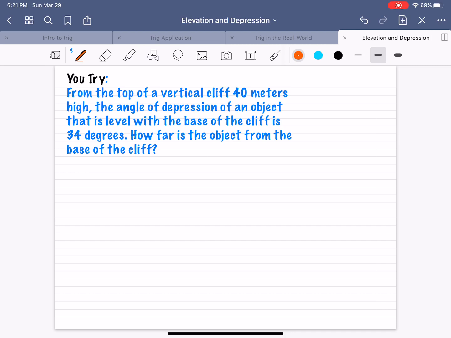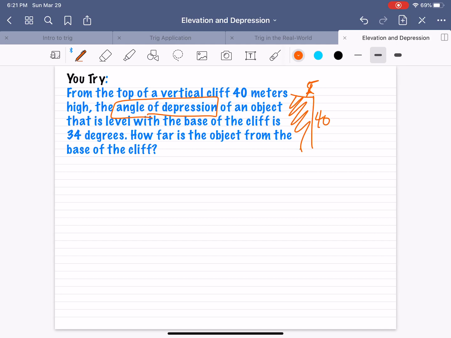From the top of a vertical cliff, 40 meters high, the angle of depression of an object that is level with the base of the cliff is 34 degrees. How far is the object from the base of the cliff? So let's draw the picture. Here's the cliff. There's someone up here, 40 meters high. So from the ground to that person is 40 meters high.